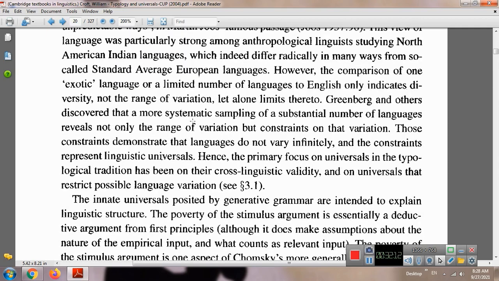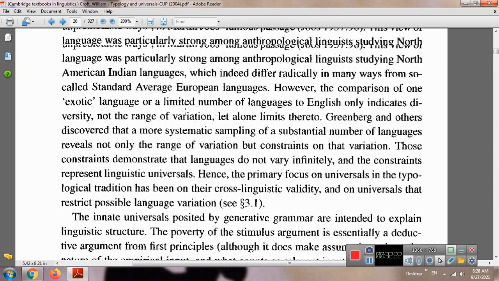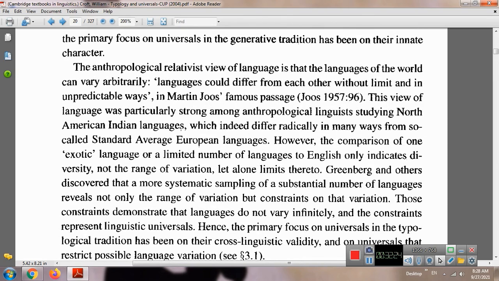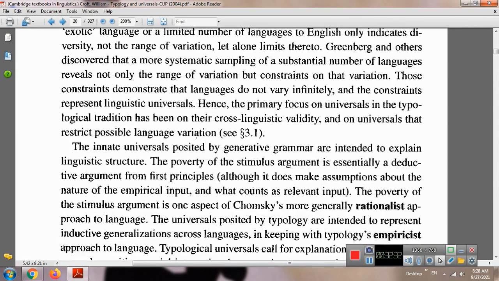Here we read the ideas of behaviorists and anthropologists, and we know that the universals of typology and universals in generative grammar are the reaction to these two ideas.